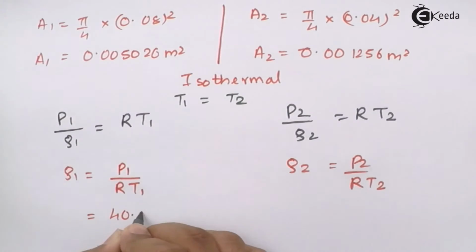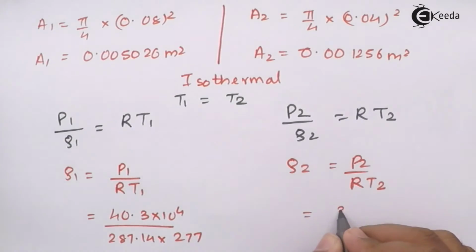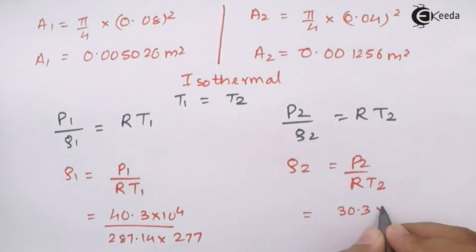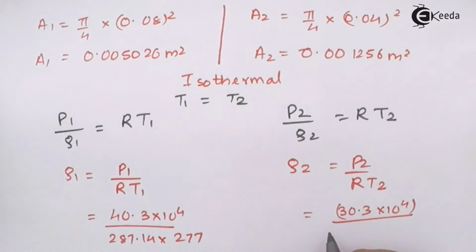This is 40.3 into 10 to the power 4, and this is 287.14 into 277, that is in Kelvin, as well as this is 30.3 into 10 to the power 4, that is the total pressure at the outlet. The universal gas constant is 287.14 and the temperature is 277.